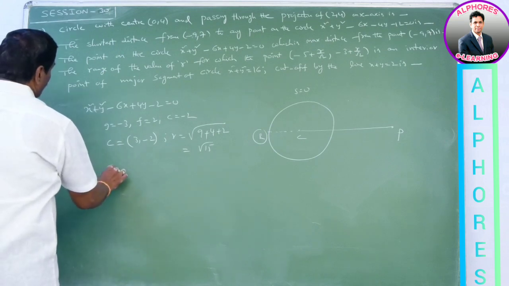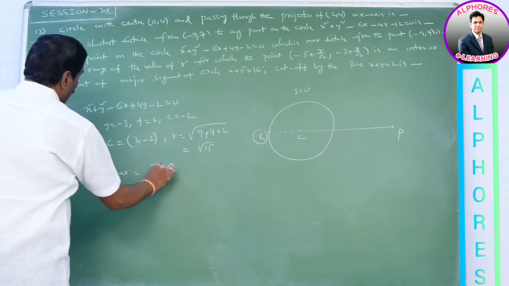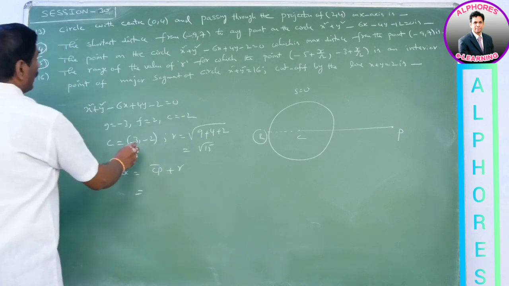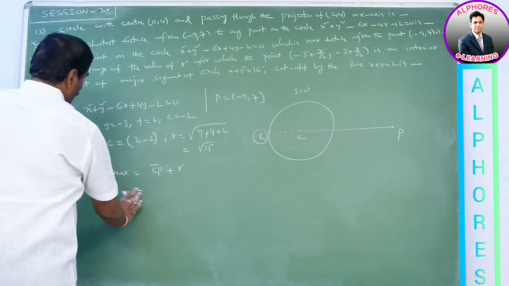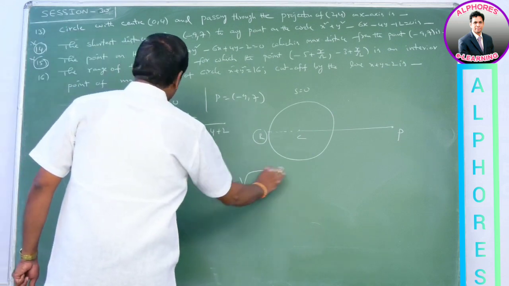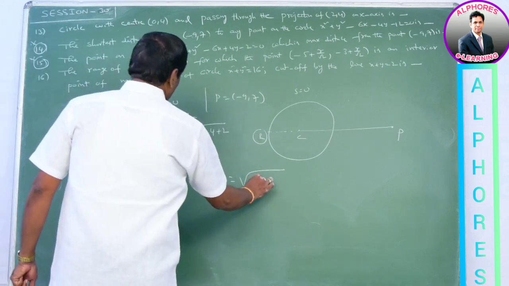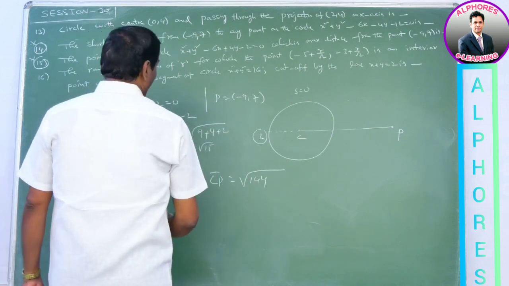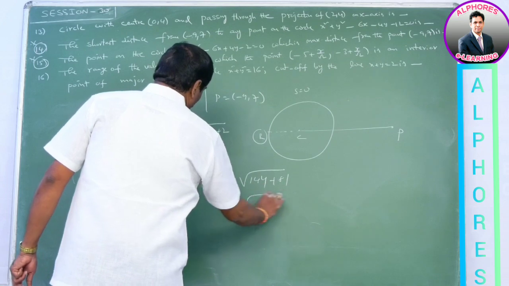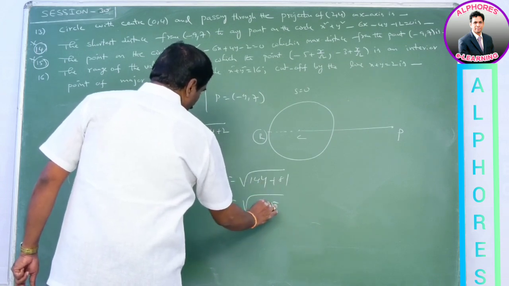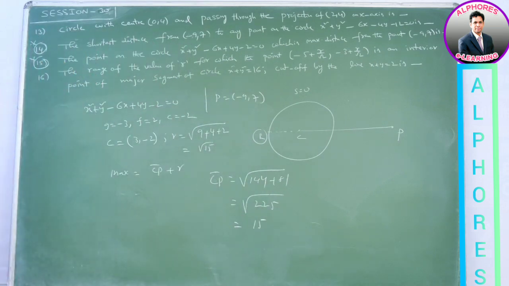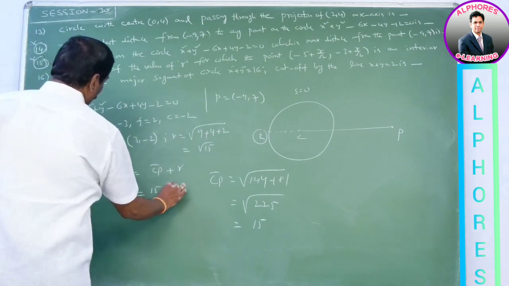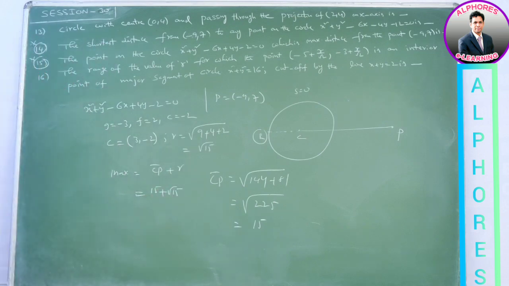Next. Maximum distance is equal to CP plus R. CP, what is the value of CP? The point P is minus 9 comma 7. CP is equal to the distance between C and P, means minus 9 minus 3, minus 12 whole square means 144, 7 plus 2 means 9 whole square means 81. That is equal to root over 225. That means 15. The value of CP is 15. The maximum distance is equal to CP plus R means 15 plus root 15.